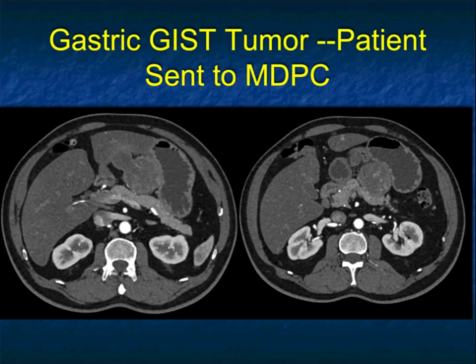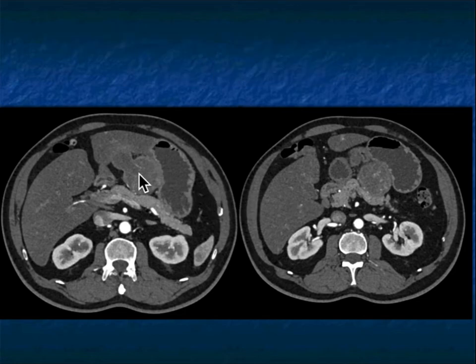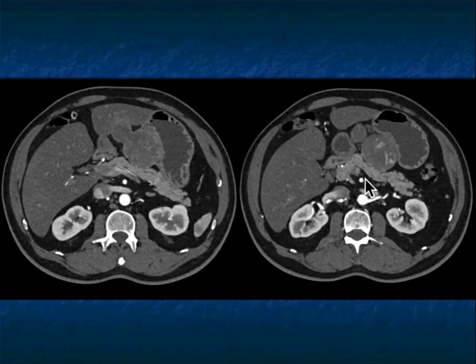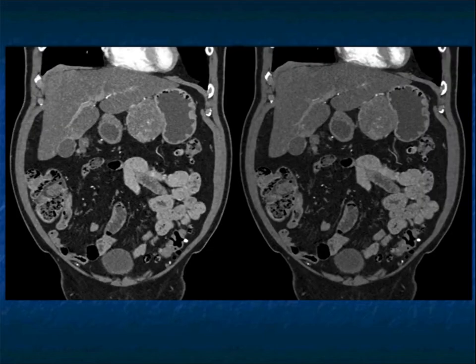Now, we often see patients who are sent to our multidisciplinary pancreatic cancer conference, like this was one of them, because this was felt to be a pancreatic mass. But again, on this image, you can see it's peripancreatic. It's really coming off the stomach, right? You should recognize that by now. Here again, you could think of pancreas, but it's really simply pushing on the pancreas. It's a GIST tumor. So again, it can be a challenge.